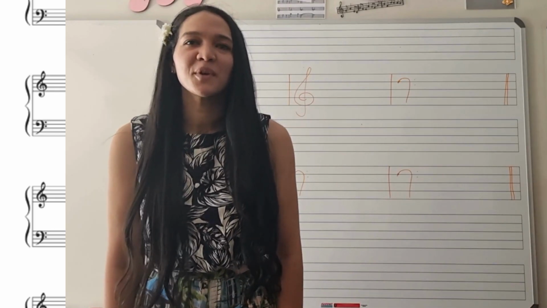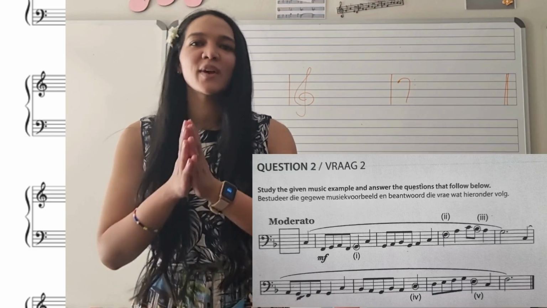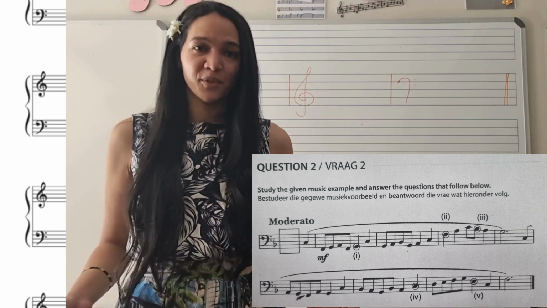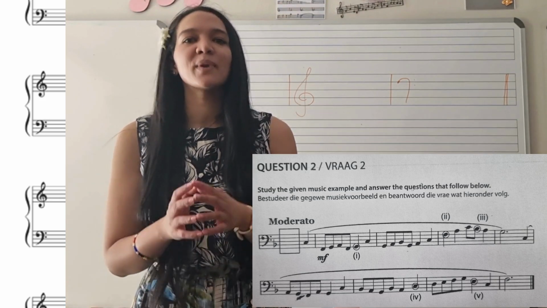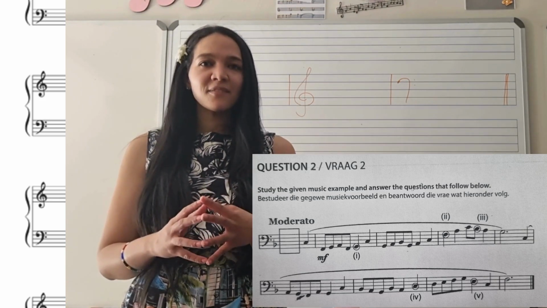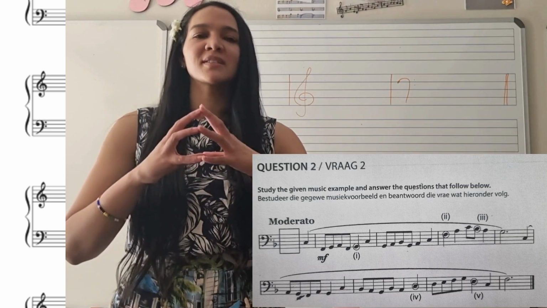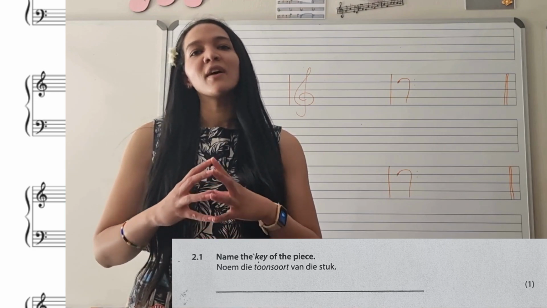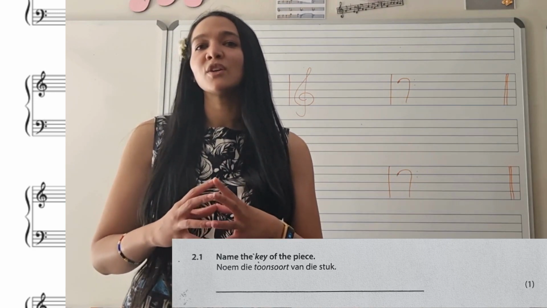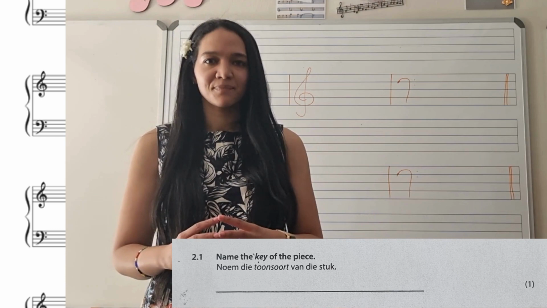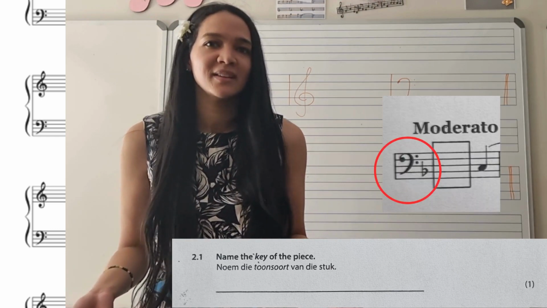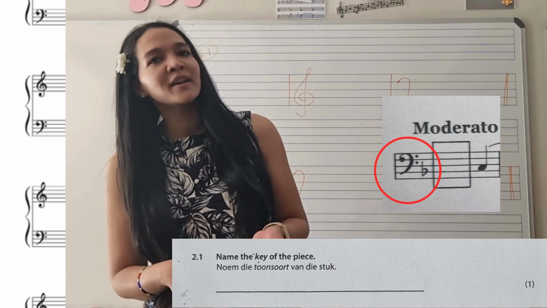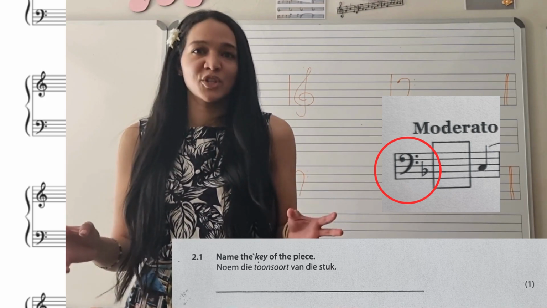In question 2, we are given a little musical extract, sort of a musical comprehension, and we need to answer questions based on what we're given. So first things first, we have a musical extract in the bass clef, and question 2.1 asks of us, name the key. So in grade 1, we only have keys up to and including 2 sharps and 2 flats. Over here we see 1 flat in the key signature, which tells us that it could either be F major or D minor, so we just need to make sure which key we're in.